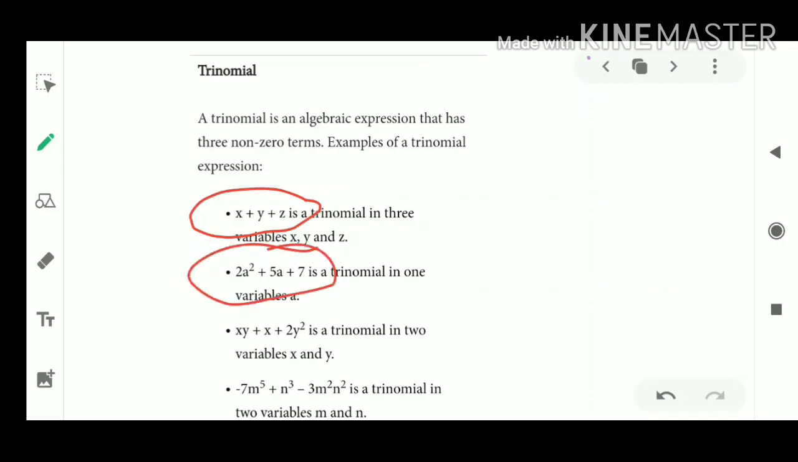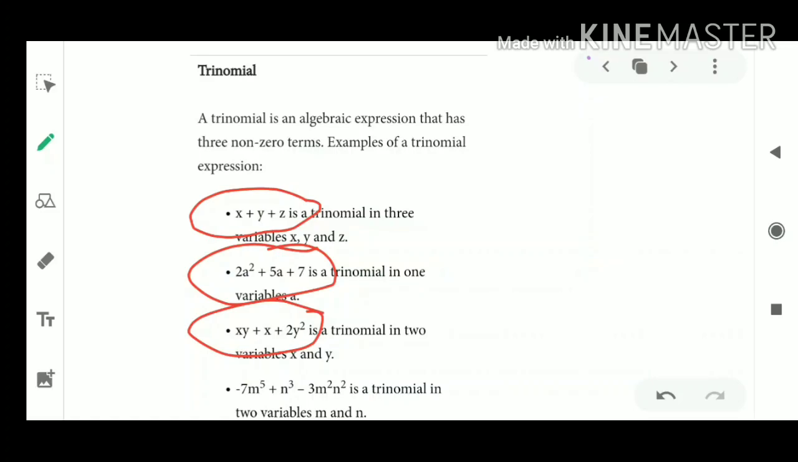In the same way here also, 2a square plus 5a plus 7. Okay. So here also three terms and only one variable. See that it is a trinomial with one variable. Before that it had three variables, three different terms. Here with one variable there are three terms. So here also same, three terms are there. Trinomial. But how many variables? Two variables. So it is a trinomial in two variables.